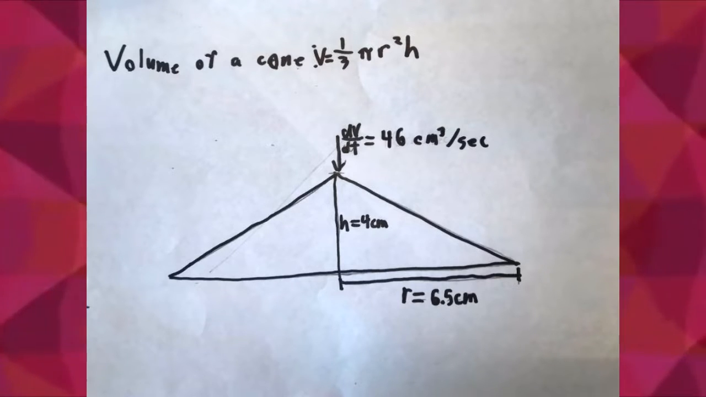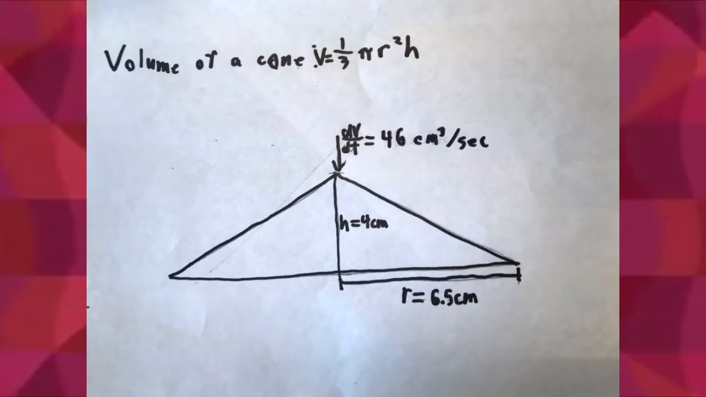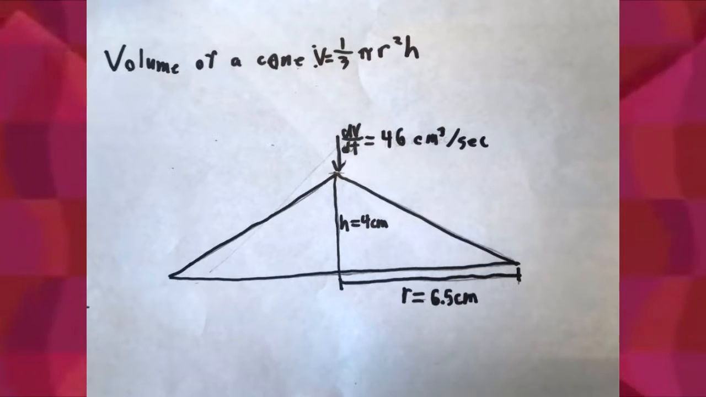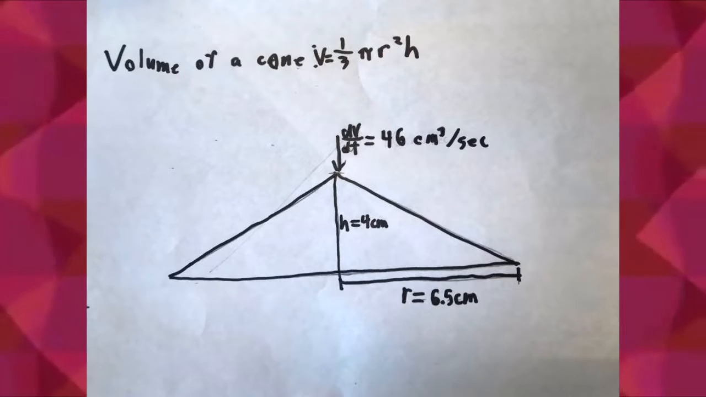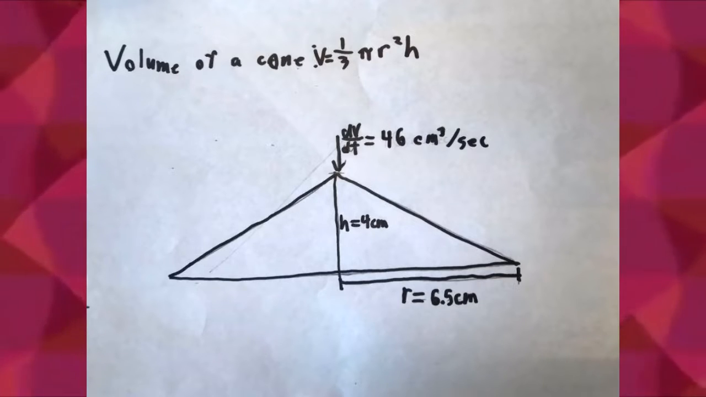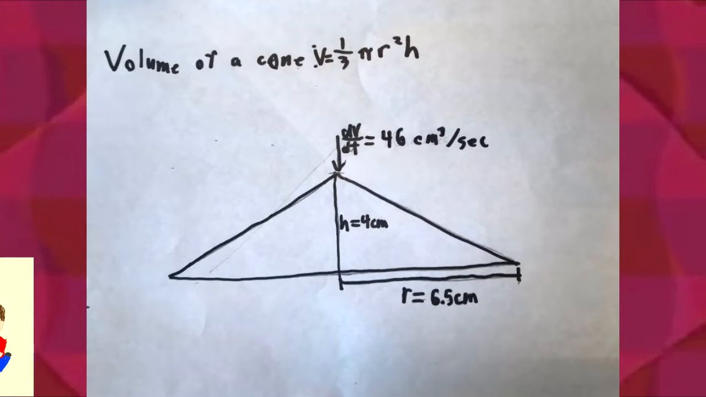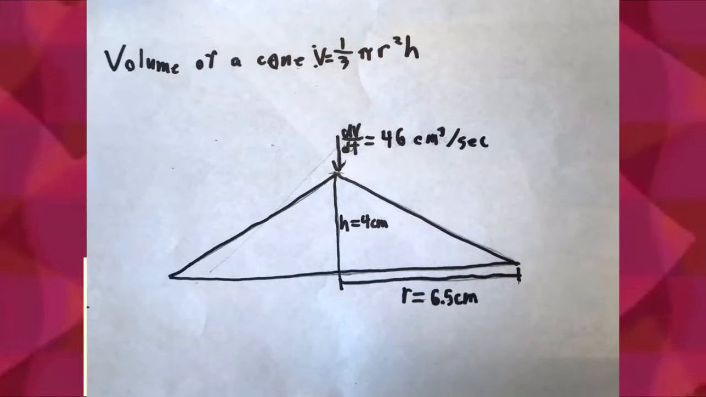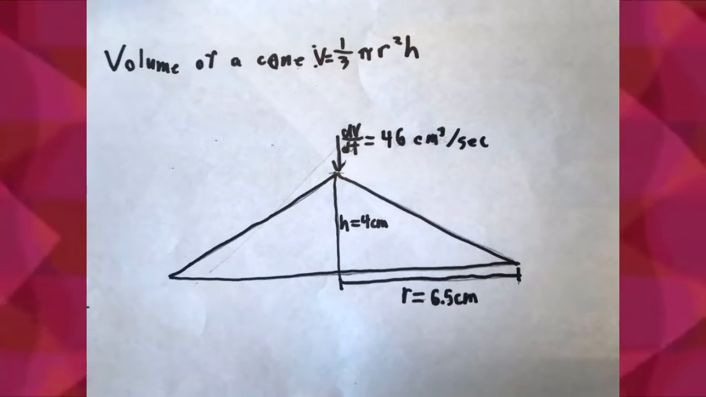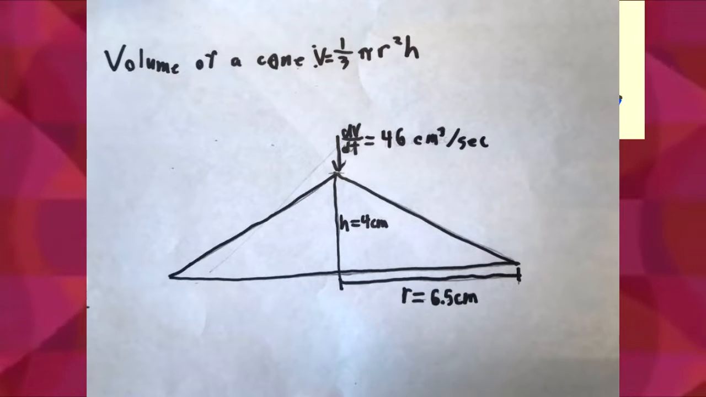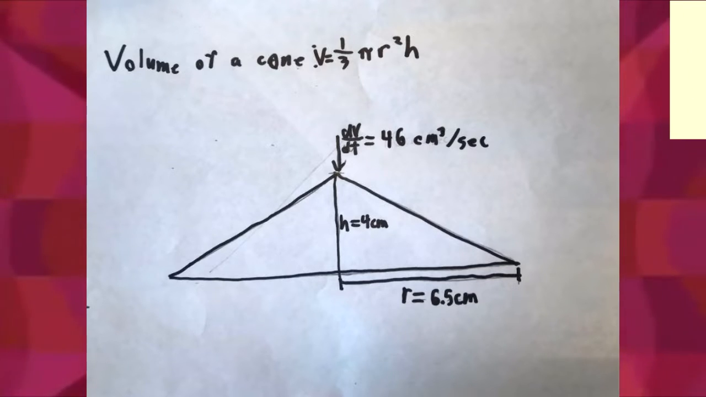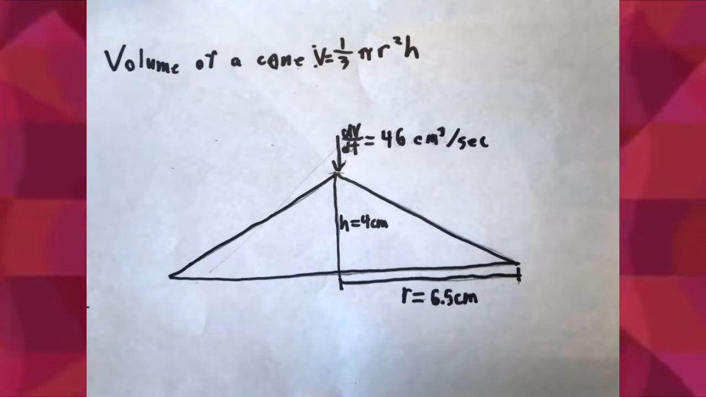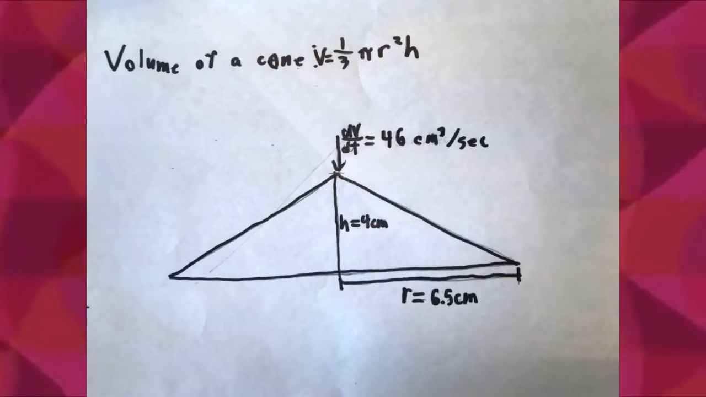So in this case, we can draw a cone, and we know that it has a fixed height of 4 as the problem stated. We also know that the volume, or derivative of volume with respect to time, is increasing at 46 centimeters cubed per second. And we know that the radius at this moment is 6.5 centimeters. This means that we need to find dr with respect to time.